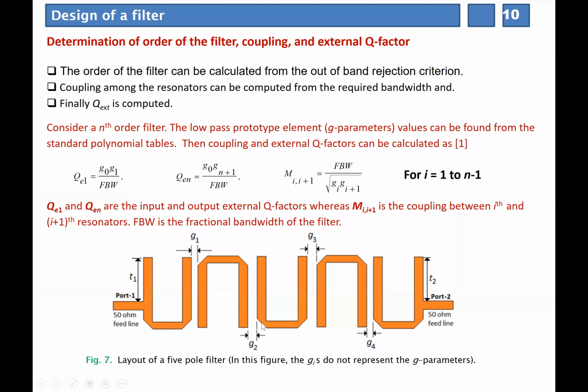So if you simulate this structure, you will have one 5-pole filter, but it will not be accurate. You will not get a proper response from those computed coupling values and this G. So what will happen, we will get some response that is very close to a proper 5-pole filter. After that, we have to retune it for a proper filtering response.